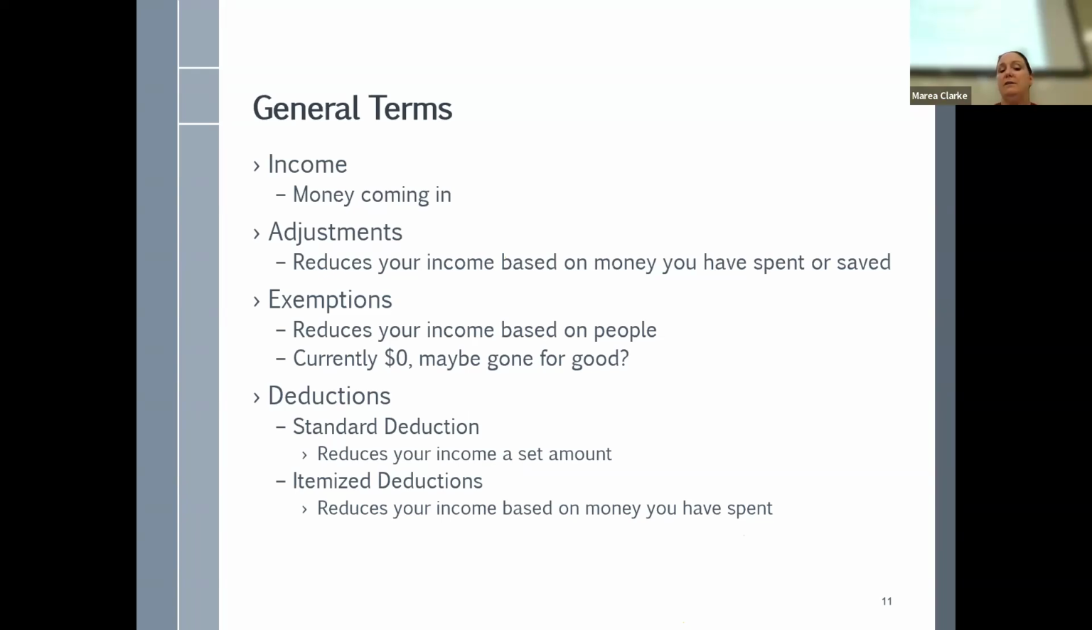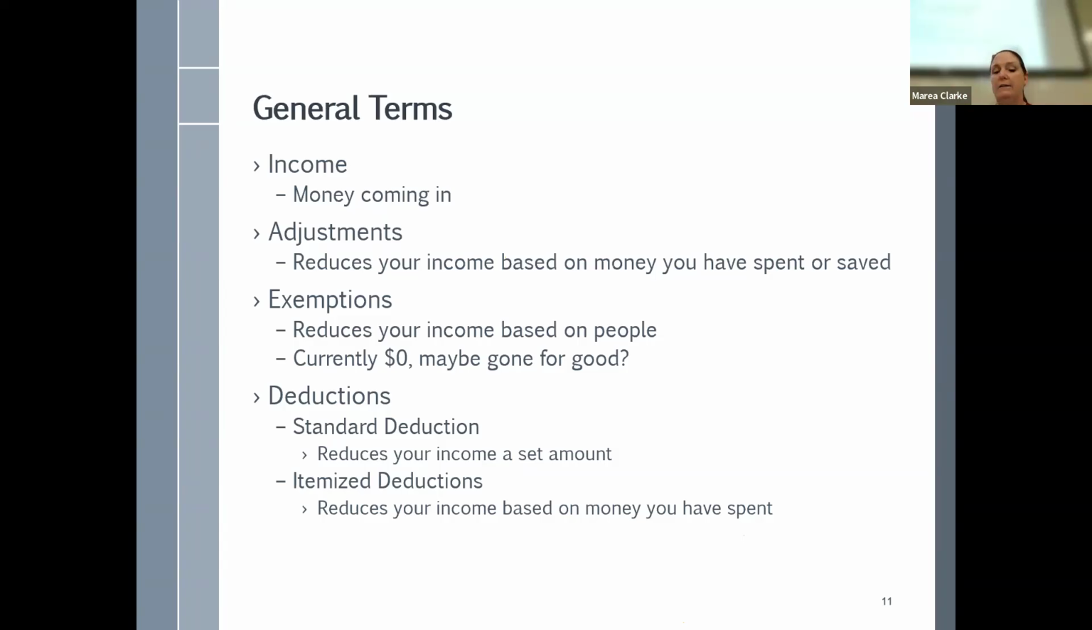All right, adjustments. Those reduce your income based on money that you have spent or saved. So if you spend it on the right stuff, you get money off your taxes. Exemptions reduce your income based on people. It's currently zero. It used to be like $4,500. Some states still have it. Right now it's zero. Maybe it's gone for good. We'll find out. But at least for right now, having more people in your family used to reduce your taxes.